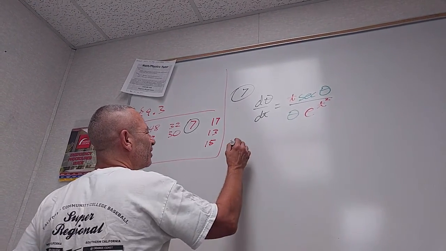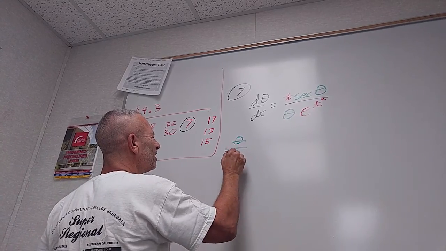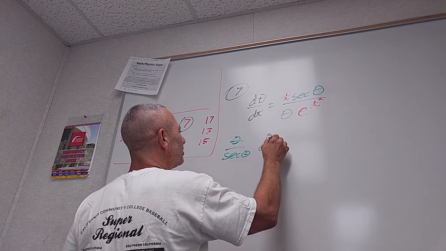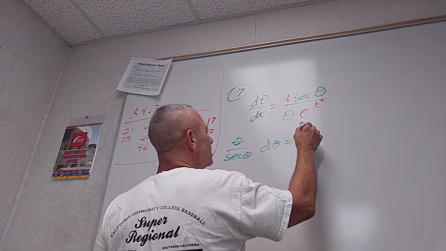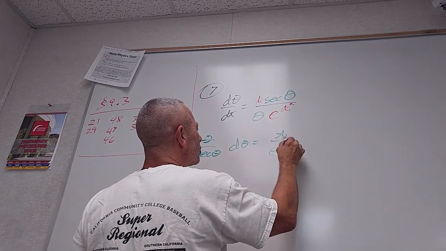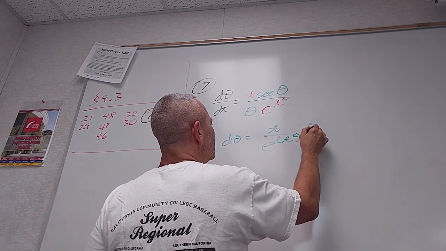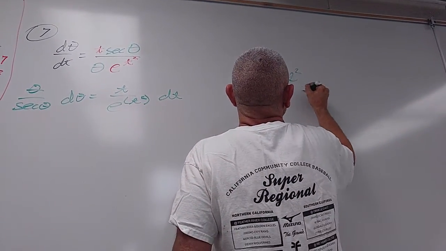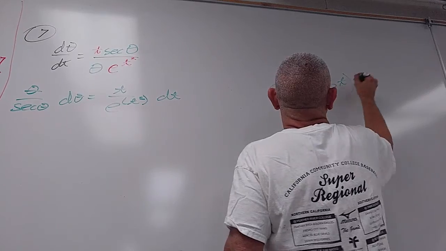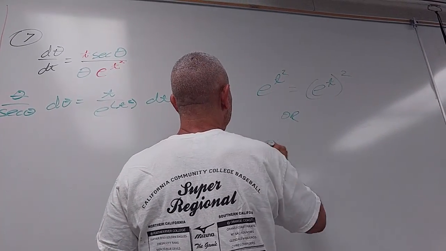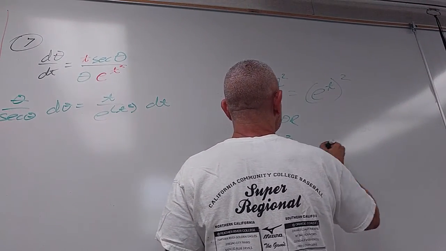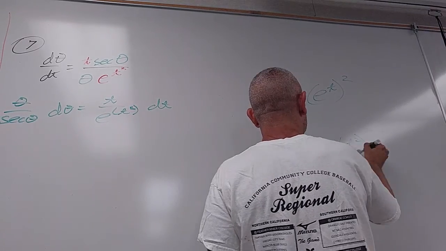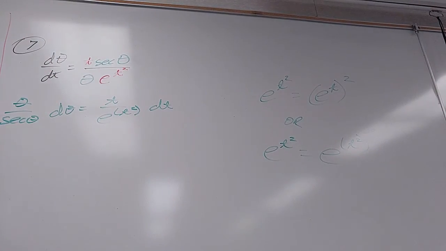So, theta over secant theta d theta? Well, that doesn't look fun. T over e to the t squared dt. Tell me, is e to the t squared this, or is e to the t squared this? That one. How do you know?